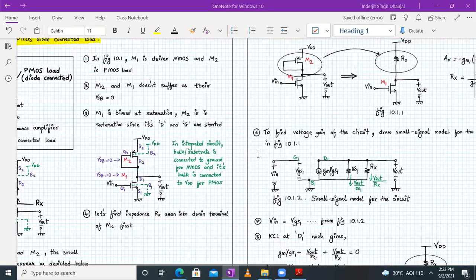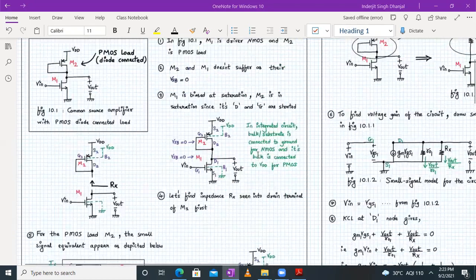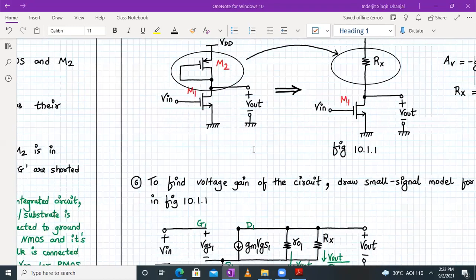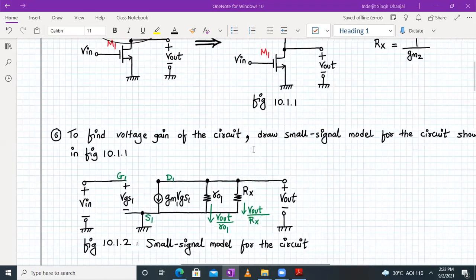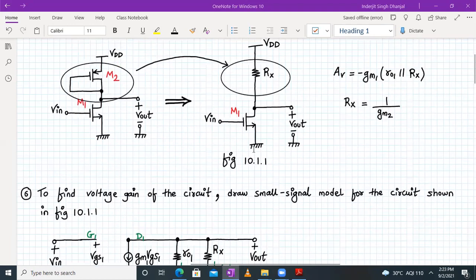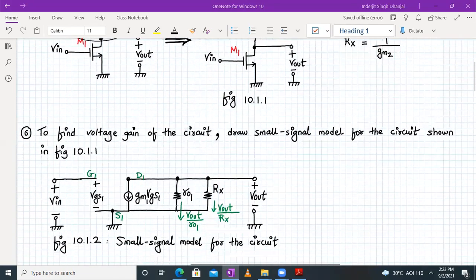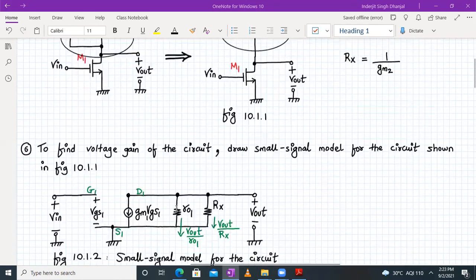Okay, so once we draw it, let's start drawing. Sorry for that. To find the voltage gain of the circuit, we need to draw the small signal model of the circuit shown in 10.1.1. And we have done this many times. Now it's a mere formality for us.